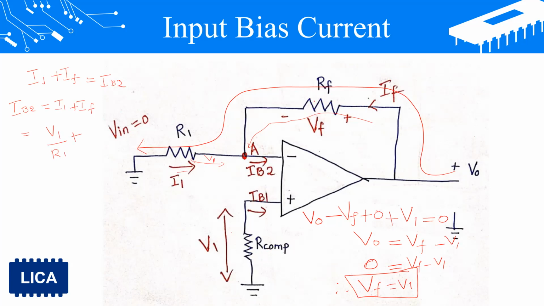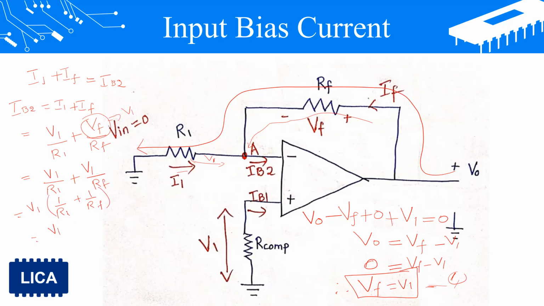So what is the formula? V by R. Instead of VF, we can put VF divided by RF. In place of VF, we can simply put V1, right? According to this relation, IB2 equals V1 by R1 plus V1 by RF. From this relation, instead of VF we write V1 and RF. We can take V1 outside: V1 times (1 by R1 plus 1 by RF).